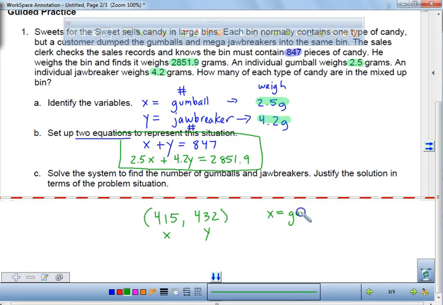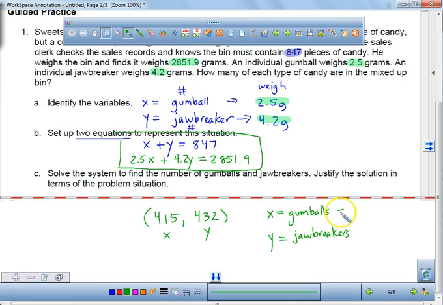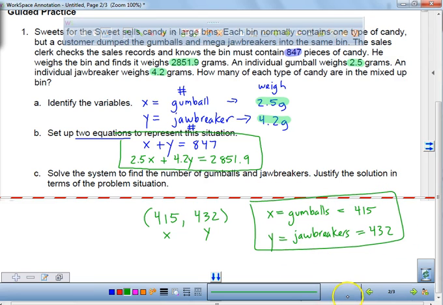So right now, what is x equal? X equals the gumballs. Y equals the jawbreakers. Okay, so how many gumballs are in that really large bin? How many? 415. And how many jawbreakers are in the bin? 432. That's your answer as an ordered pair.